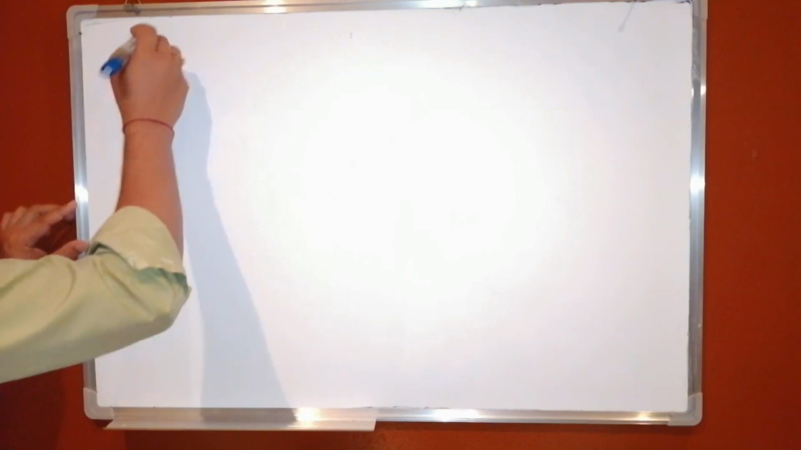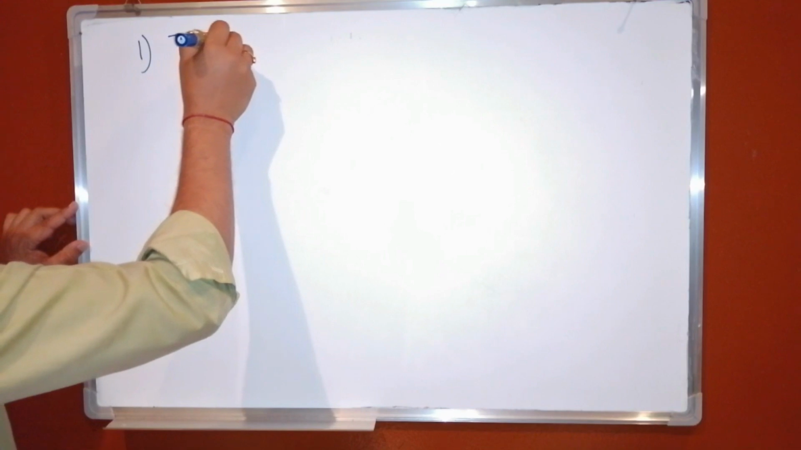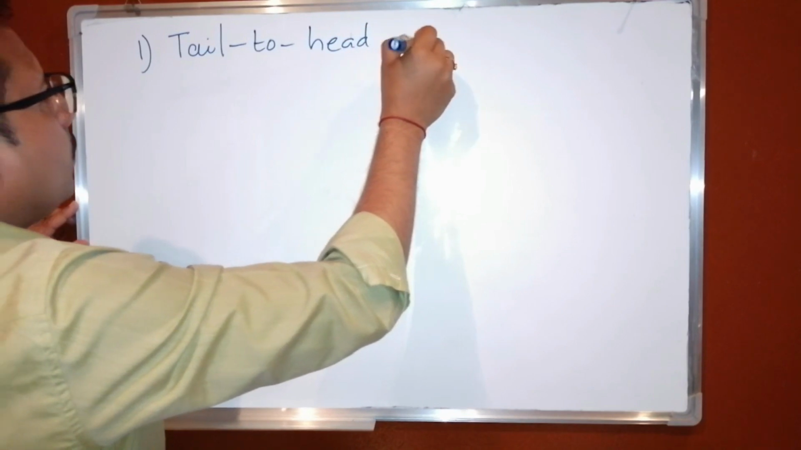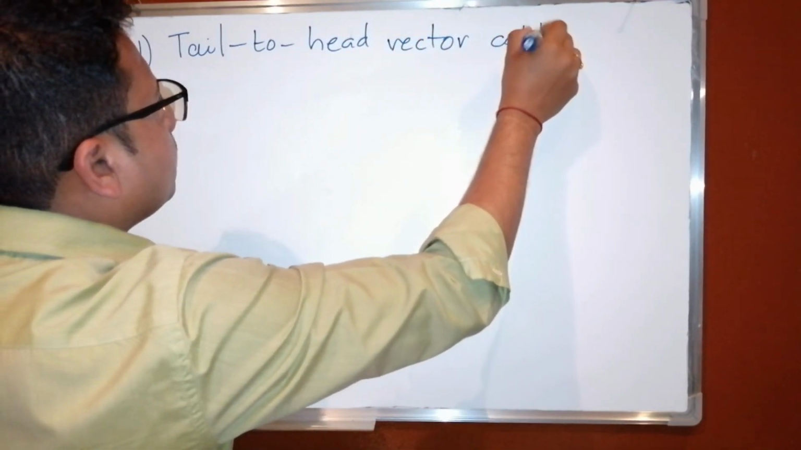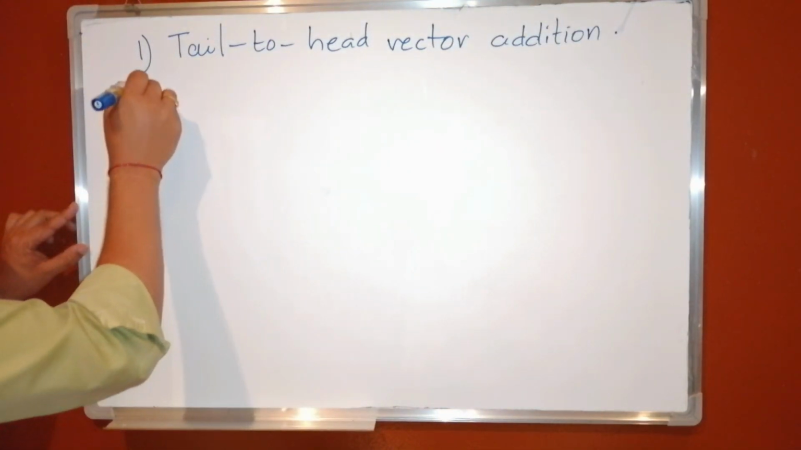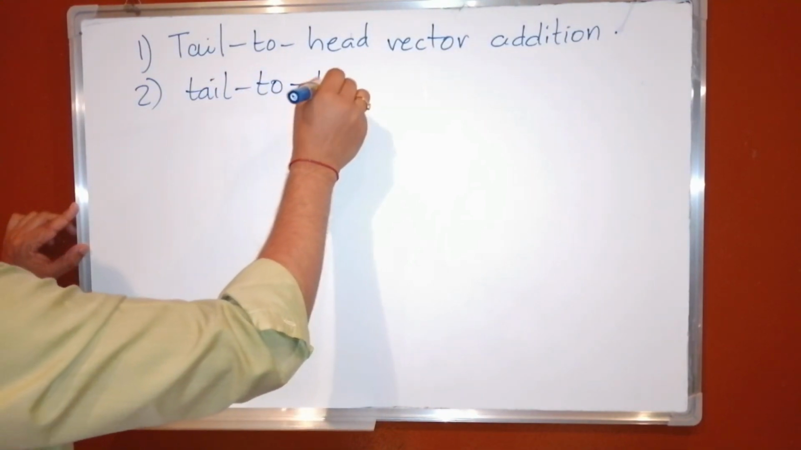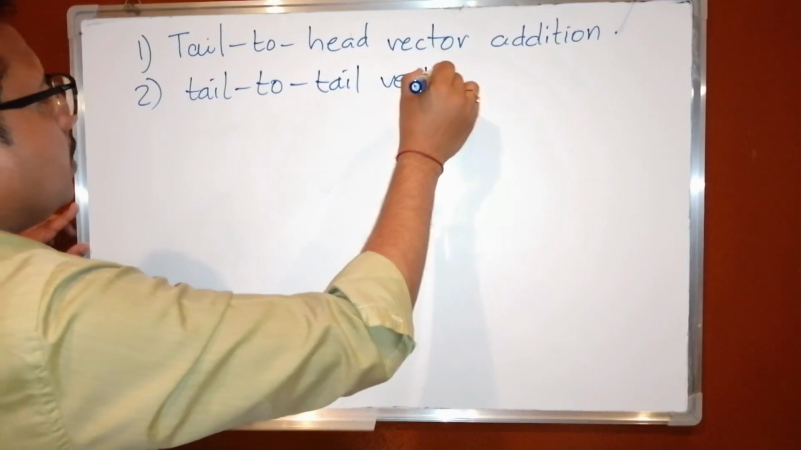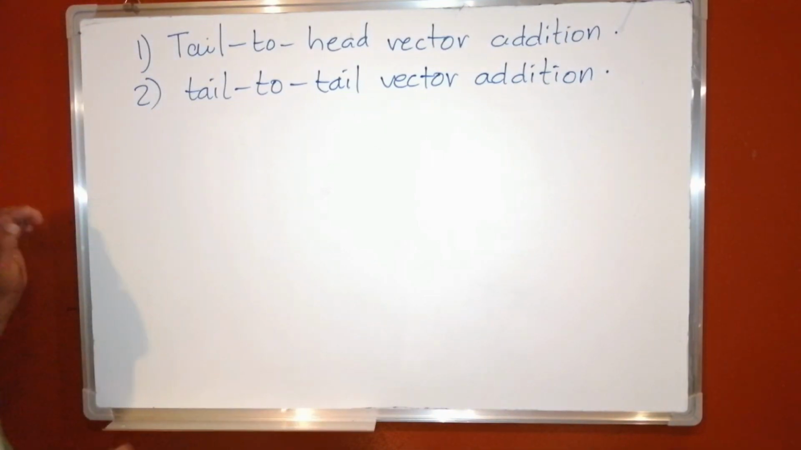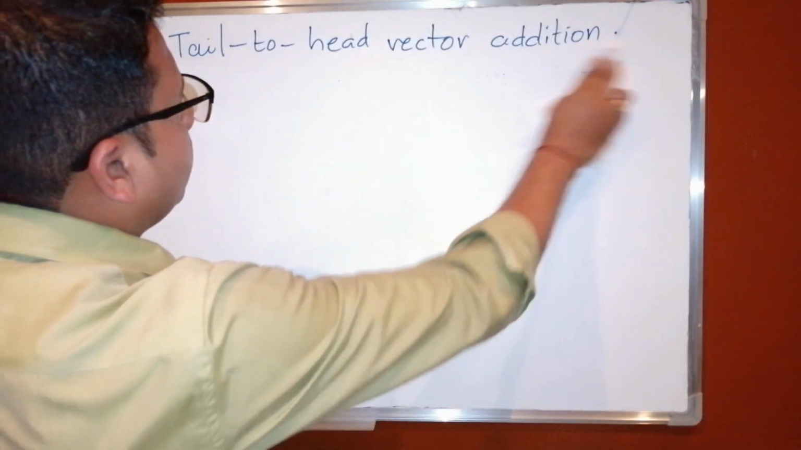There are two types of vector addition. One is tail to head vector addition. The second one is tail to tail vector addition. These are the two types of vector addition. Let's first see what is tail to head vector addition.